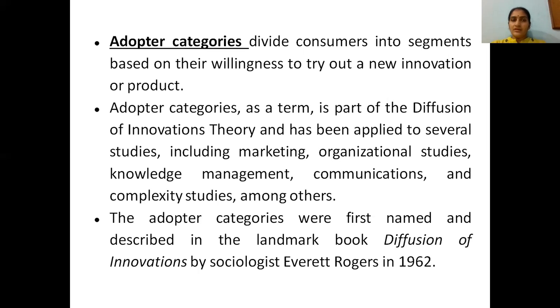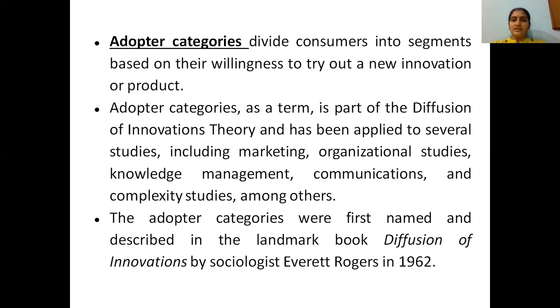So here in the adopter categories, the consumers will be divided into different segments. Each segment will have its own characteristics. Segment-wise, we will be seeing how the consumers are willing to try out any kind of innovation which is sustaining in the market. Now, adopter categories as a term is part of the diffusion of innovations theory. As in the previous class, we discussed the diffusion of innovation theory, the stages of diffusion of innovation theory we have seen are all parts of adopter categories.